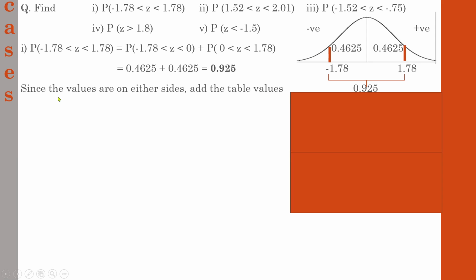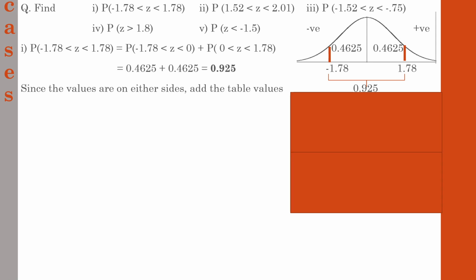Remember, when the values under study are on either side, that means one is negative and one is positive, only in that case two different sides will come. One is positive and one is negative. Remember, add these two values. That is a logical trick with regard to that. So this is how you have to deal with it.